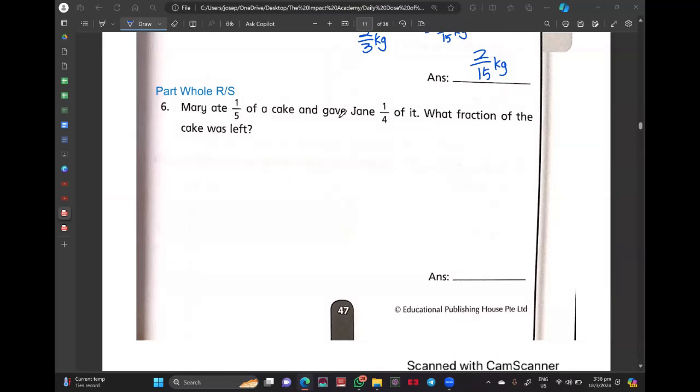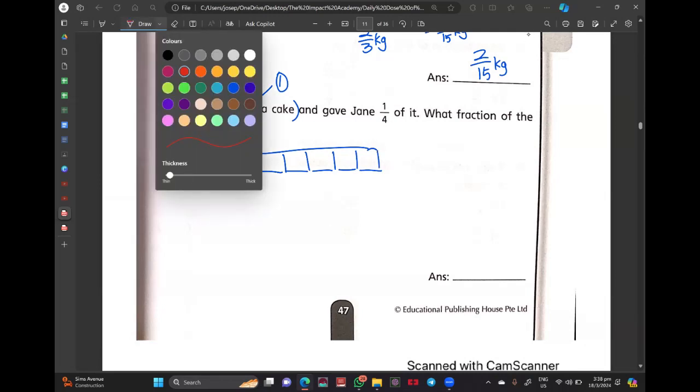Mary ate 1/5 of a cake. Now, can you bracket this for me? All right, tell me, what do you understand from this sentence? Okay, I'll turn this on first. Okay, start writing. So we are going to say 1/5 of a cake. So I'm just going to draw 1, 2, 3, 4, 5. Agree so far? So I'm going to shade the first part.